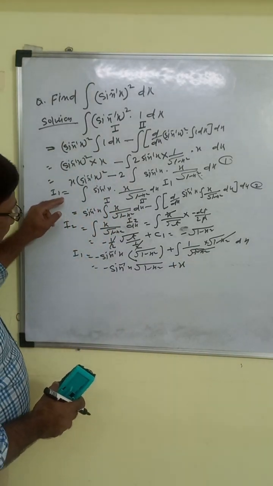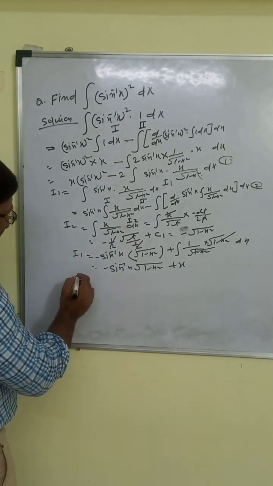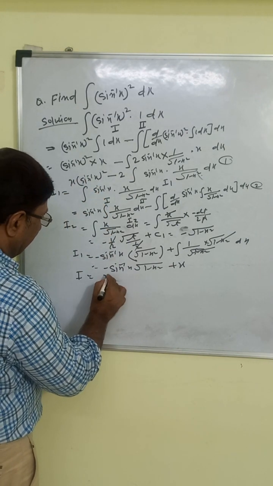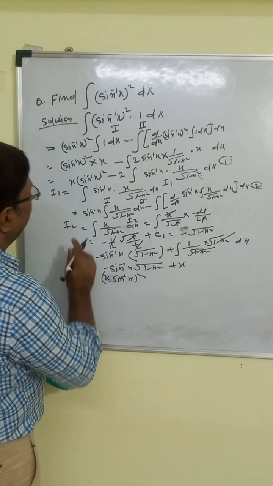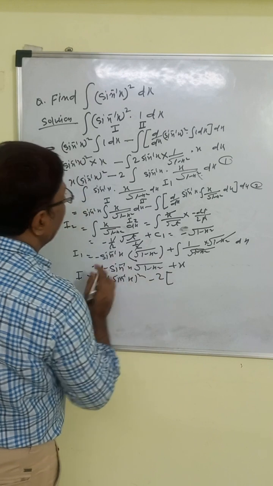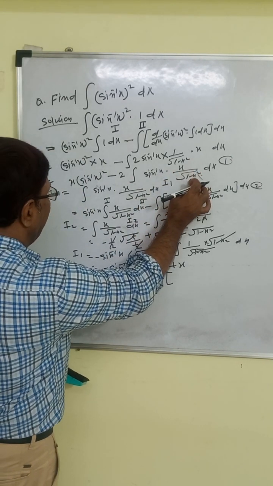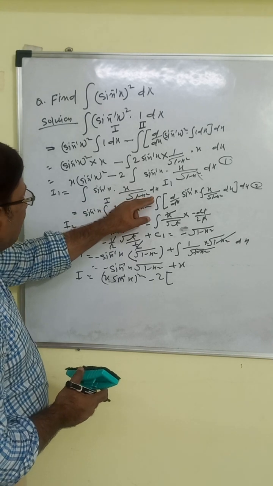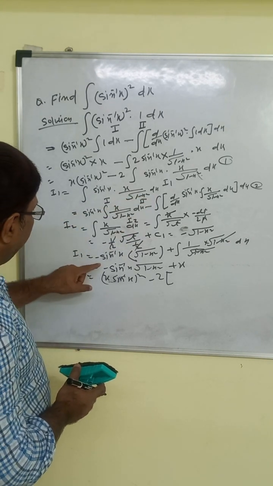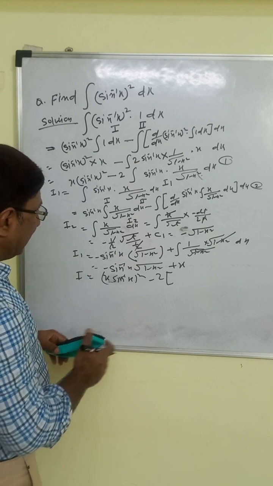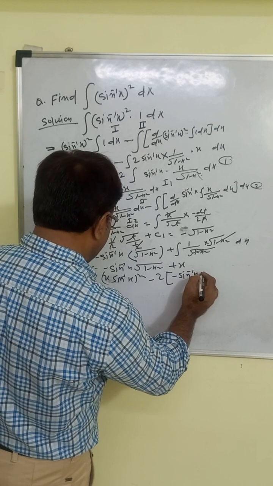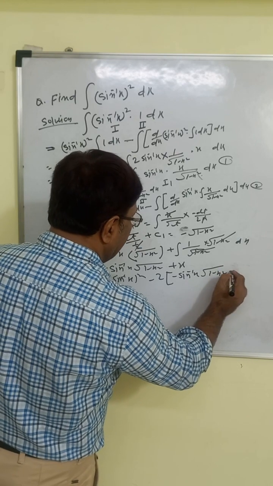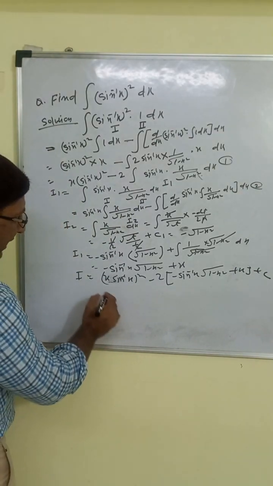So this is the formula for I1, and we need this I, so put the value in the first equation. So I equals x sine inverse x whole square minus 2 times the integration of sine inverse x into x by root under 1 minus x square. We can put the value here: my value is minus sine inverse x and root under 1 minus x square, plus x, and plus c. So the direct answer will be what?